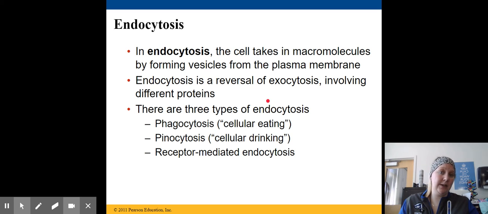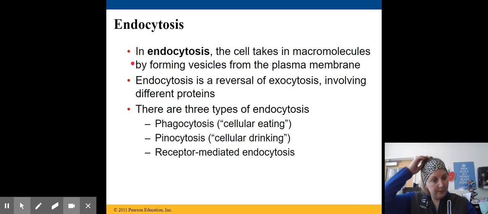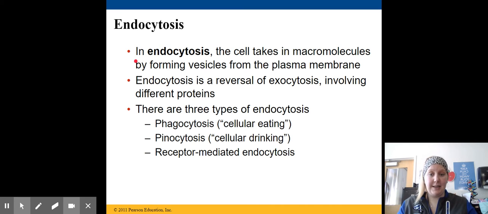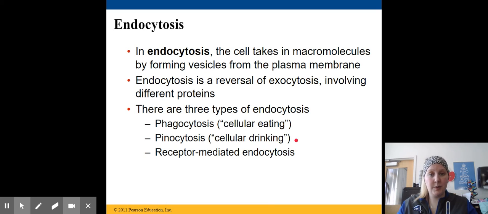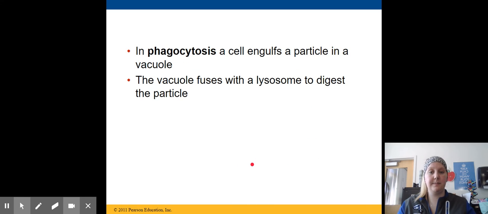Endocytosis is the opposite of exocytosis, so it's taking in products from outside of the cell. The vesicle forms around those macromolecules and then pinches off from the cell membrane, and lysosomes come in and consume the products that were inside that vesicle. There are 3 different types of endocytosis. You have phagocytosis, which is cellular eating, so the cell taking in a solid particle. Pinocytosis, which is cellular drinking or bringing in a liquid, and receptor-mediated endocytosis.